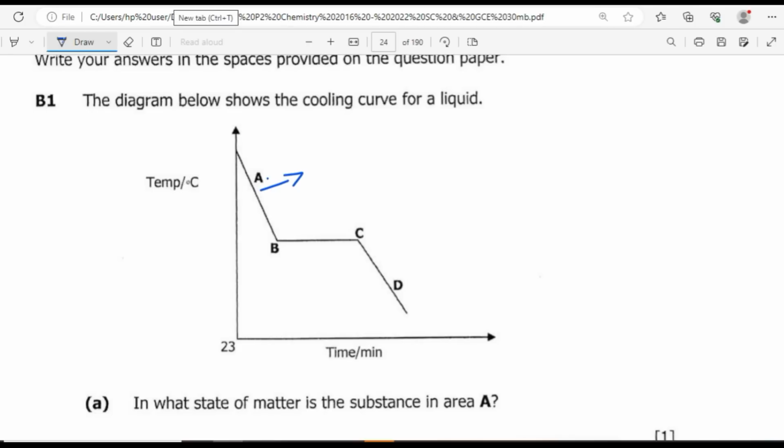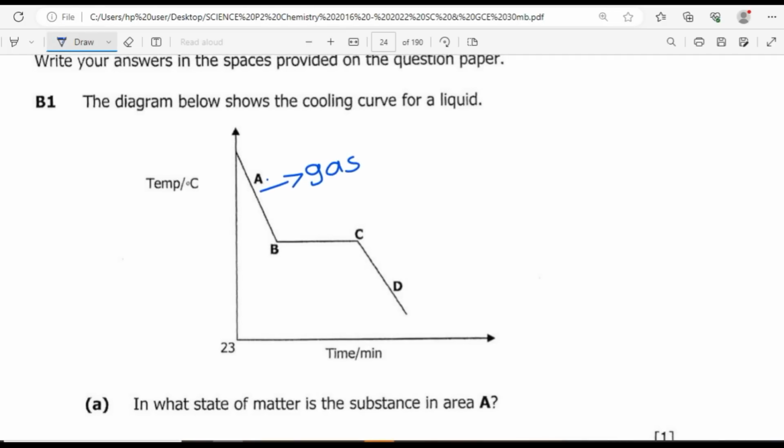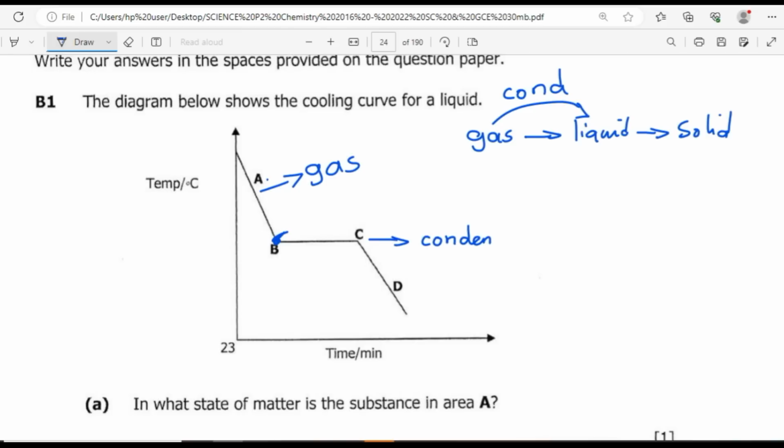So for a cooling curve, we start with a gas. Then at this point B, we look at the change from gas into a liquid. From there, we look at the change from a liquid to a solid. The change from a gas to a liquid is condensation. So at BC, this is where the condensation is taking place, and during the process we expect to have two states, a gas and a liquid.